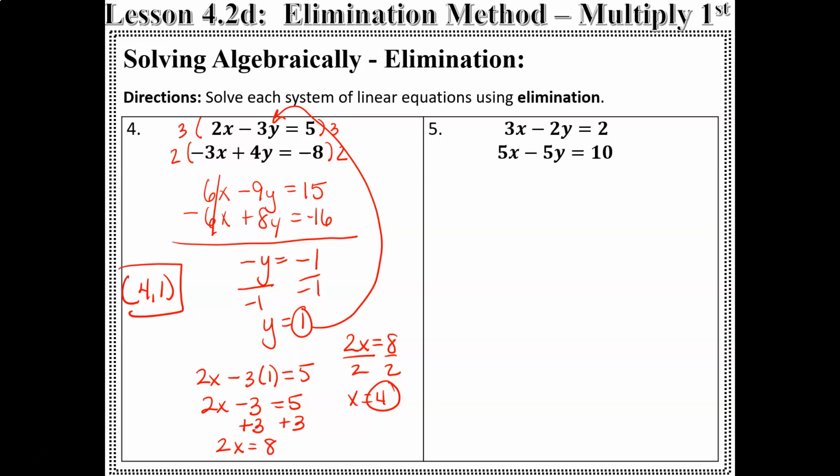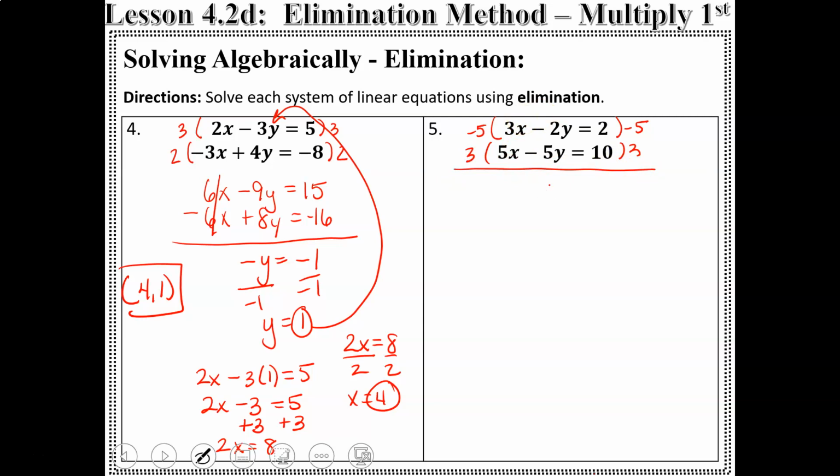Number 5. So if we look at this, multiplying just one of them isn't going to do it for us. So I can have opposite signs. I'm going to multiply the top one by negative 5 and the bottom one by positive 3. That way I'll make these into negative and positive 15x and I can cancel them out.